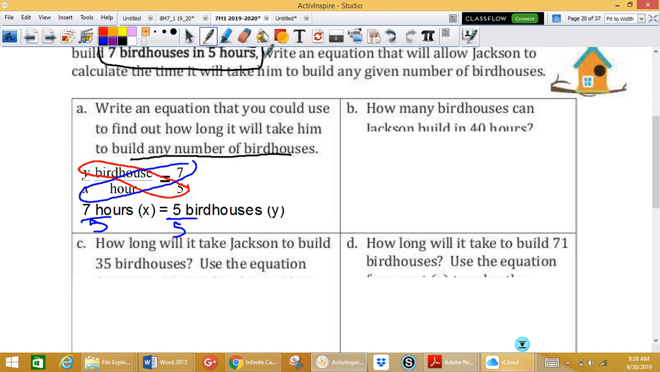If I do that, 7 divided by 5 is 1.4. So I'm going to have y equals 1.4x, because these cancel out.